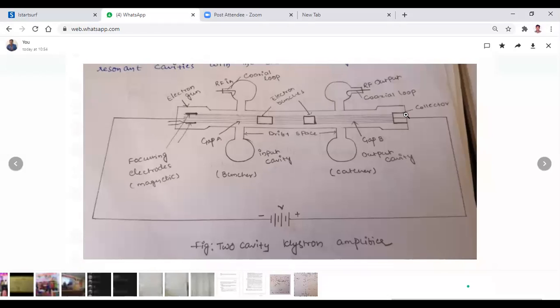Once again, I want to amplify that signal, so I enter it into this input cavity through the coaxial loop like this. That means it is coming like this.